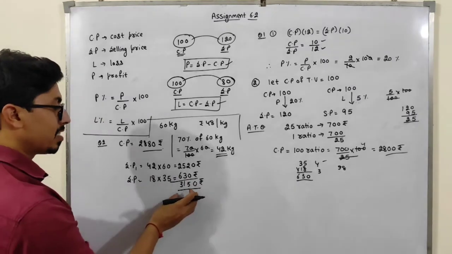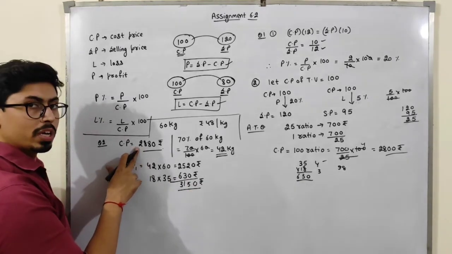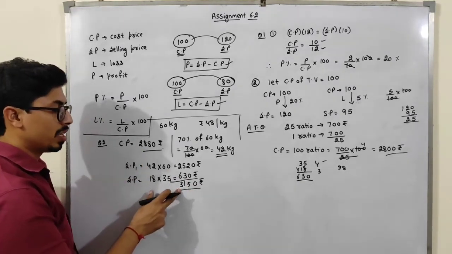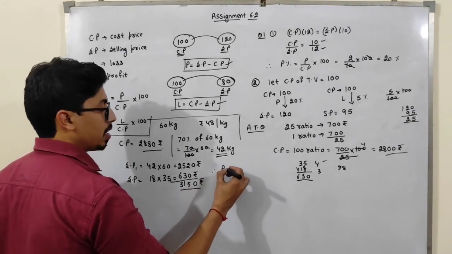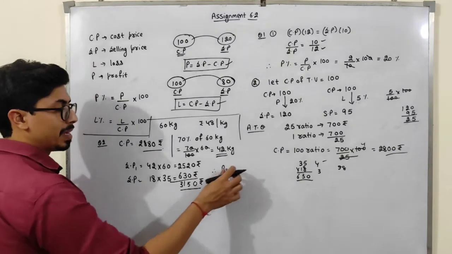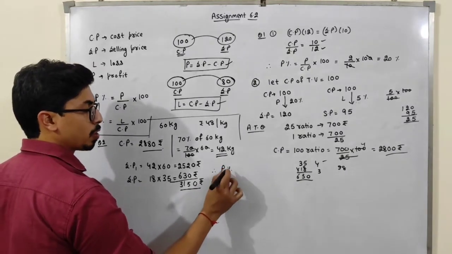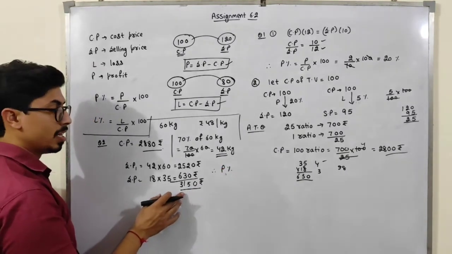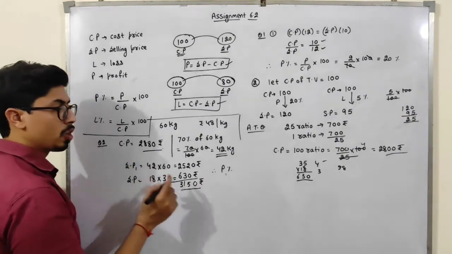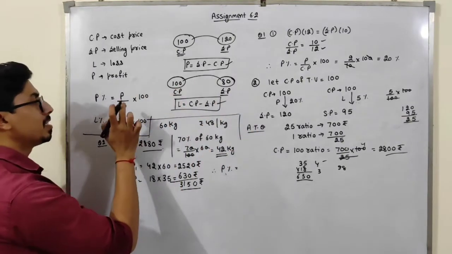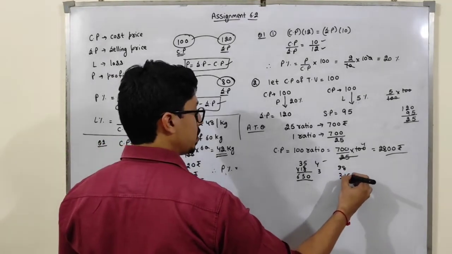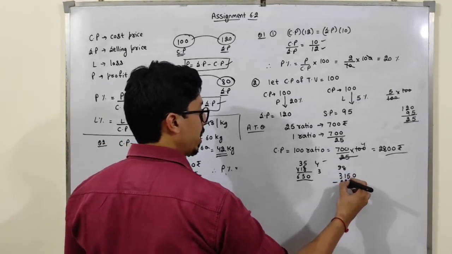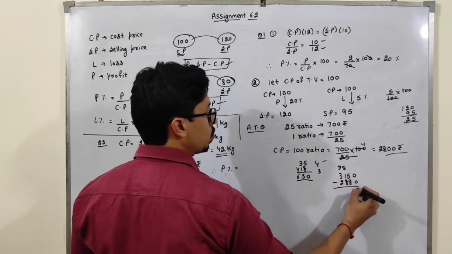₹3,150 is the selling price. He bought for 2,880 and he sold for 3,150 rupees. So therefore, we can find the profit percentage because he gets a profit, as the selling price is greater. Just subtract these two and you will get your profit. Profit percentage is profit by CP into 100. So 3150 minus 2880. Just subtract these two.